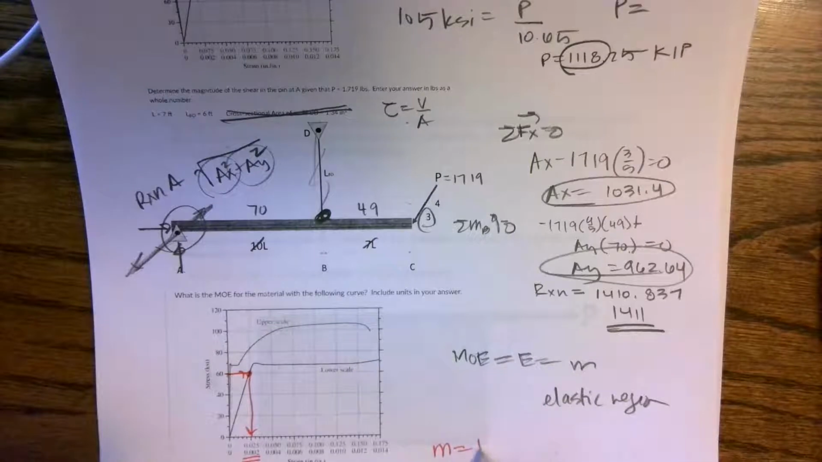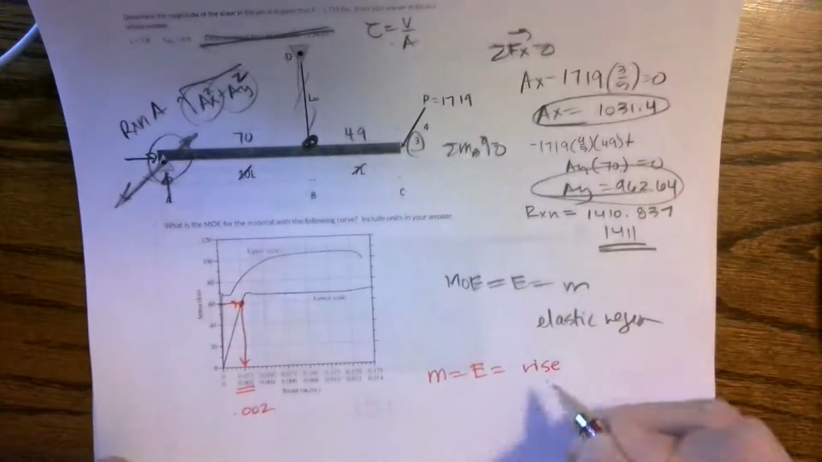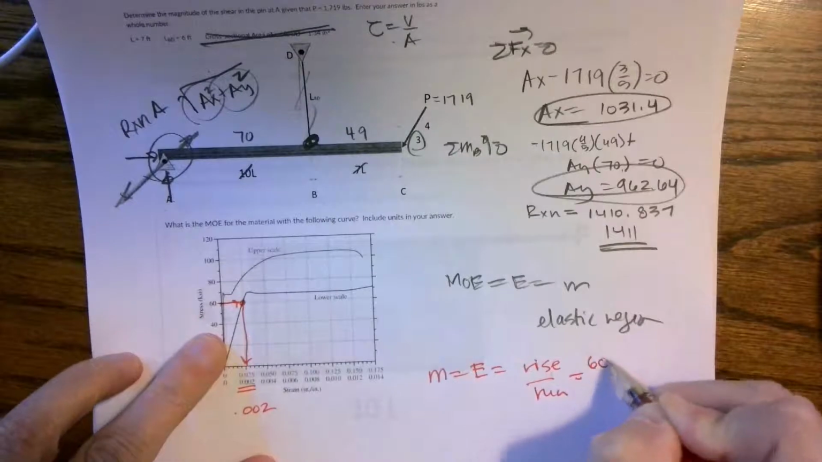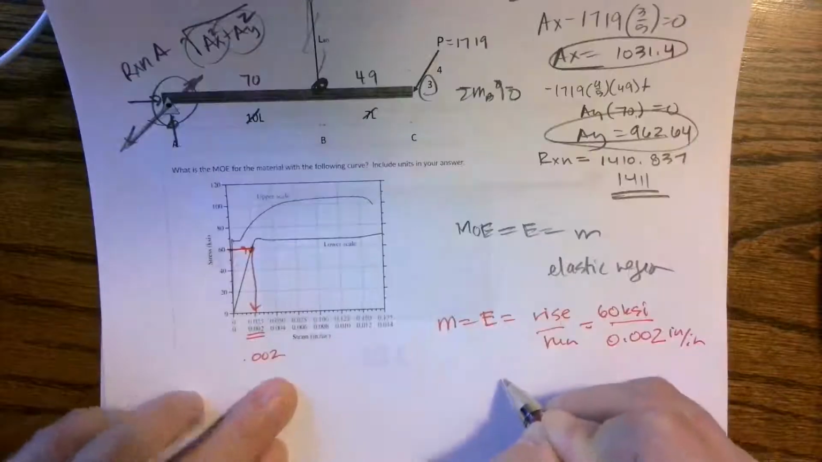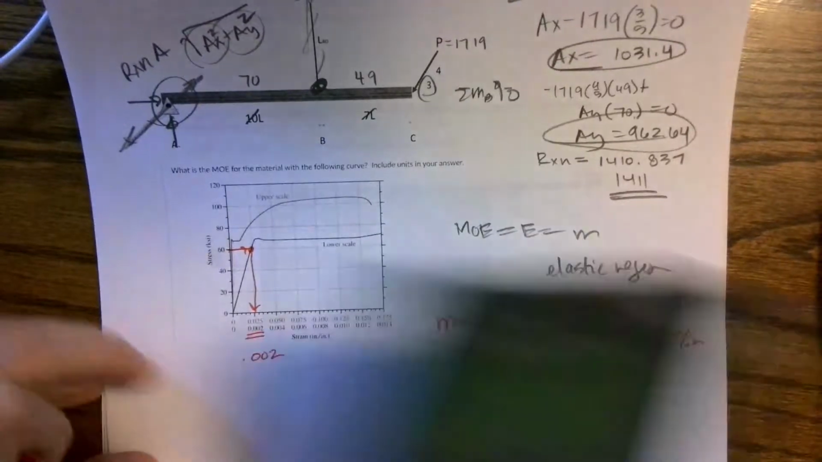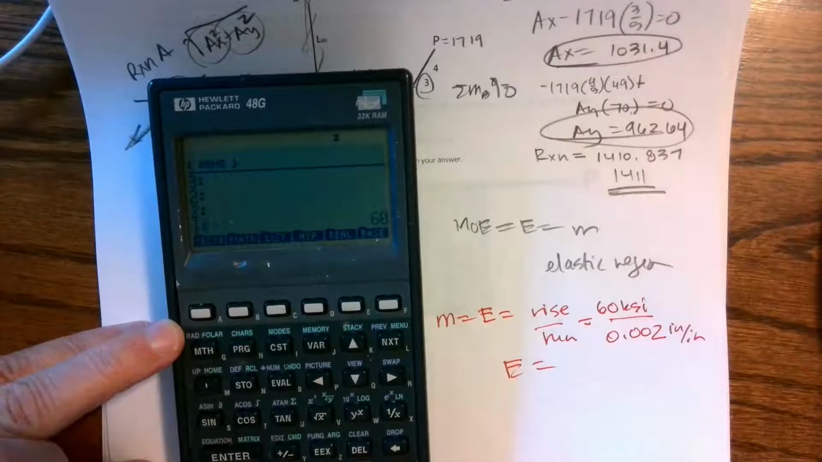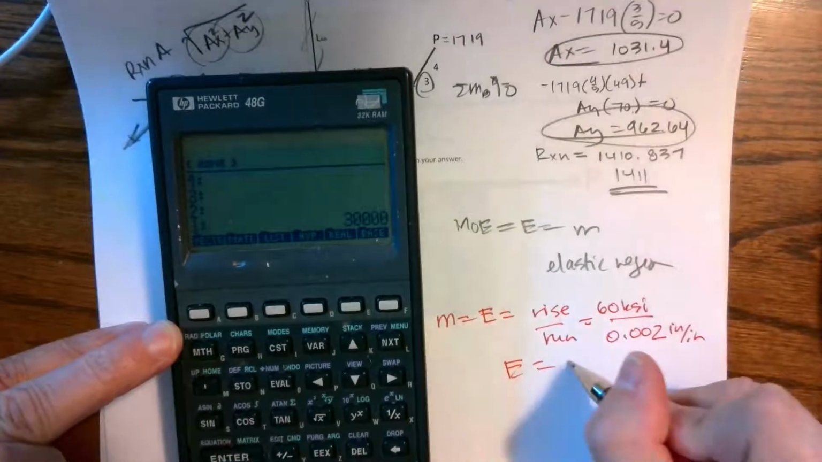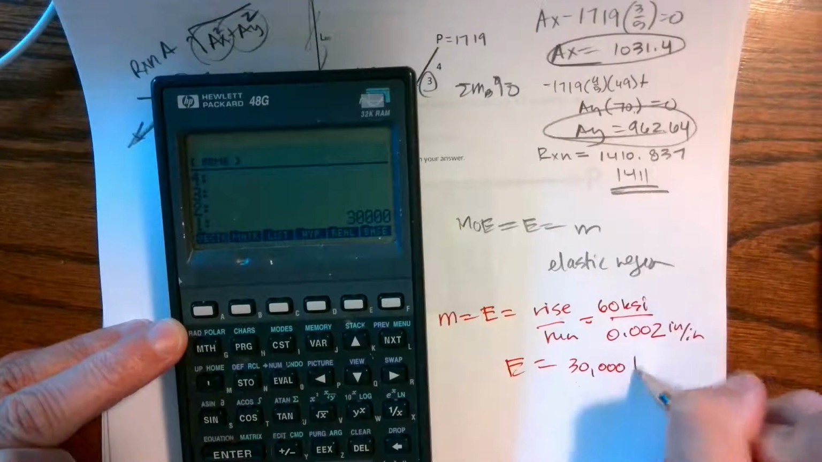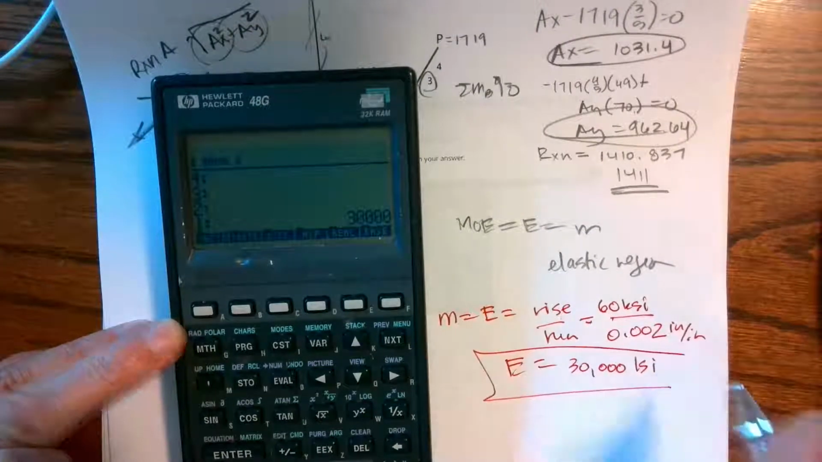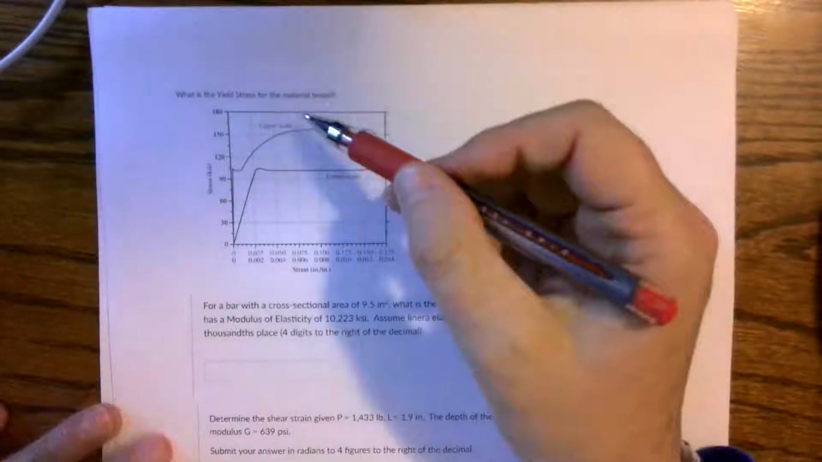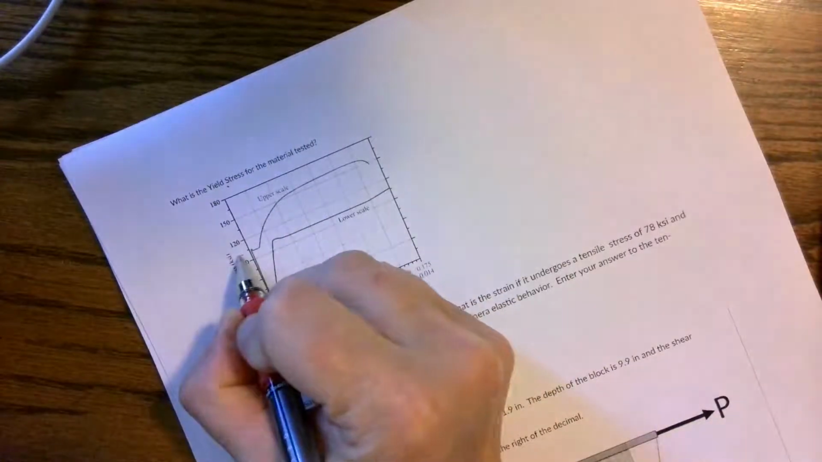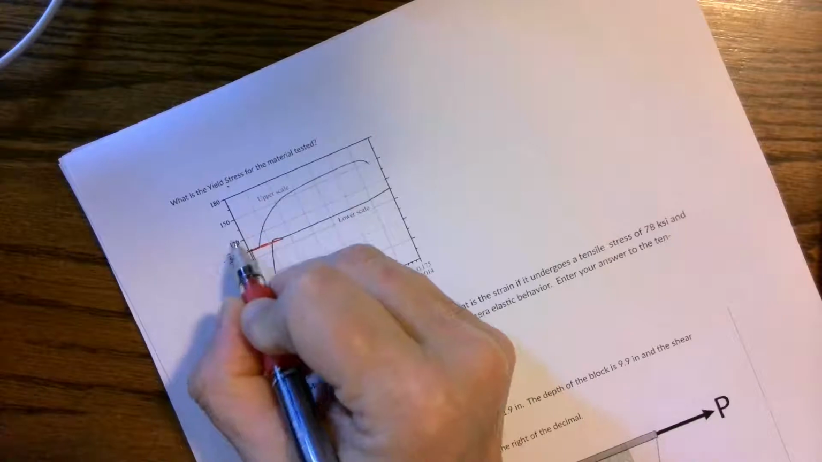So slope E is rise over run, 60 KSI over 0.002 inch per inch. So my E is 30,000 KSI. Okay. What is yield stress? Yield stress is where we begin yielding. And it's kind of like right in here. So 90 to that, so 105.